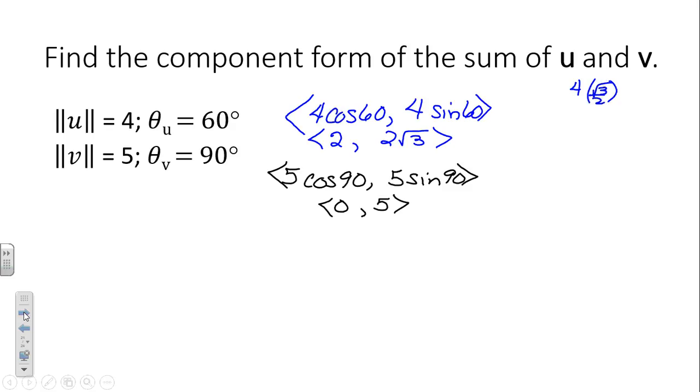So now we're ready to add them up. And u plus v will be 2 plus 0, and 5, let's put 5 plus 2 square roots of 3. But if you wrote 2 square roots of 3 plus 5, that's perfectly fine. And since we knew those numbers, we want to keep them in radical form, the exact values. Make sense? Questions do you have on this one? Okay.